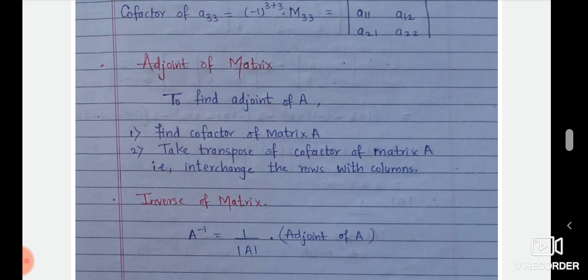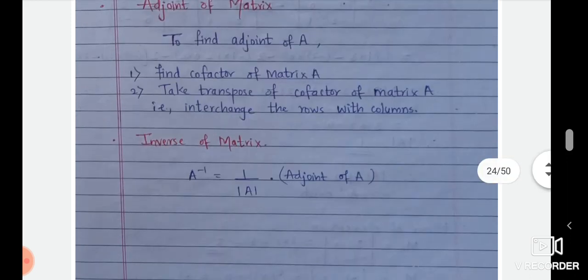And then finally, inverse of the matrix is what? A inverse equals 1 upon determinant of A into adjoint of A. This is the formula to find the inverse of a matrix by using the adjoint method.